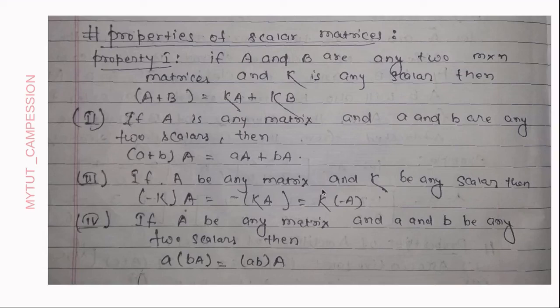The third property is if A is any matrix and K is any scalar, then (minus K)A equals K(minus A), and there is nothing changing. If A is any matrix and a and b are any two scalars, then first multiply by one scalar, then multiply by the other. If we multiply both scalars first, then multiply with the matrix, it is the same. Okay, there is no problem.